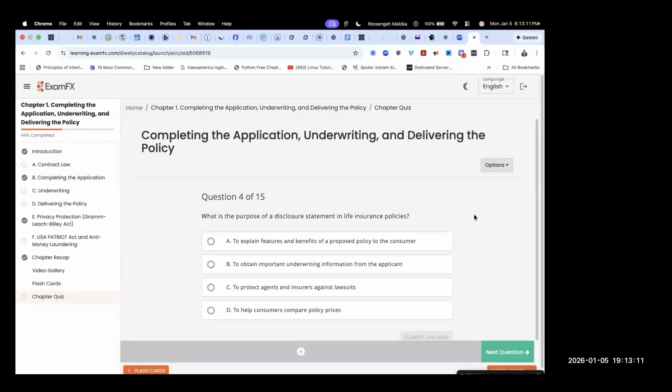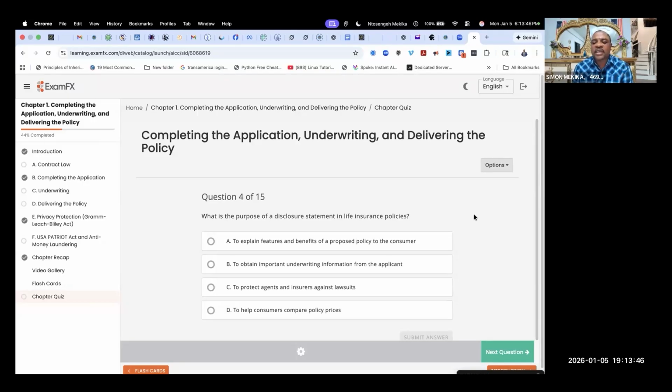Next question. All right, number 4. What is the purpose of a disclosure statement in life insurance policies? A. To explain features and benefits of a proposed policy to the consumer. B. To obtain important underwriting information from the applicant. C. To protect agents and insurers against lawsuits. D. To help consumers compare policy prices.